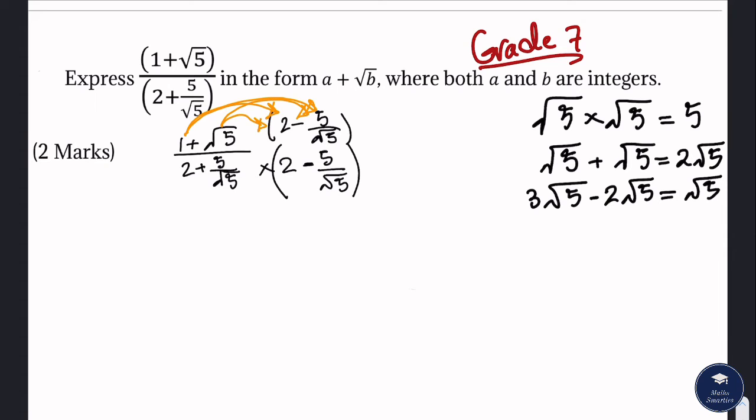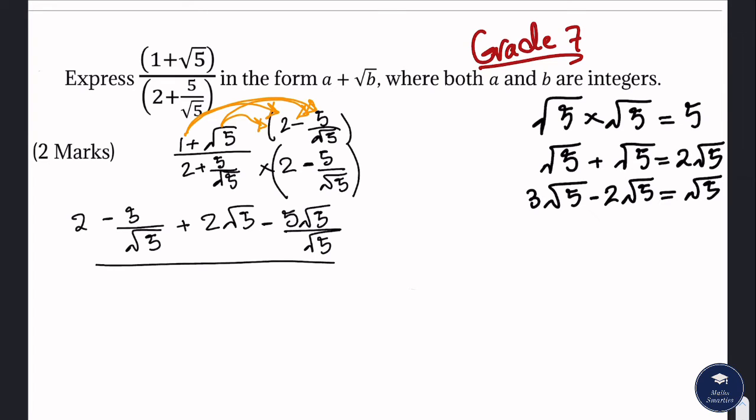And I do the same for the denominator. Okay, so 2 minus 5 over square root 5. What's square root 5 times 2? Yep, it is 2 square root 5. And square root 5 times minus 5 over square root 5 is minus 5 square root 5 over square root 5. That's the numerator. Now, denominator, 2 by 2 is 4.